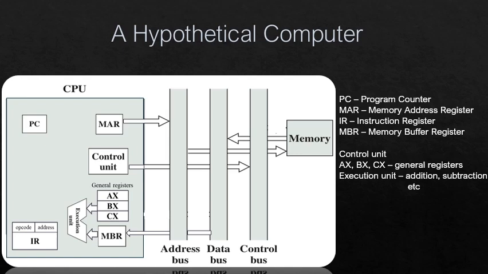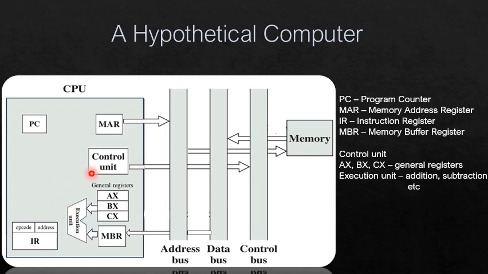Okay. IR is the instruction register, which normally holds the instructions that are fetched from the memory, while MBR is the memory buffer register that temporarily holds whatever data comes from the memory, such as the operand to be used by the execution unit or the instruction that needs to be sent to the instruction register from the memory. Other registers are the general purpose registers such as AX, BX, and CX.